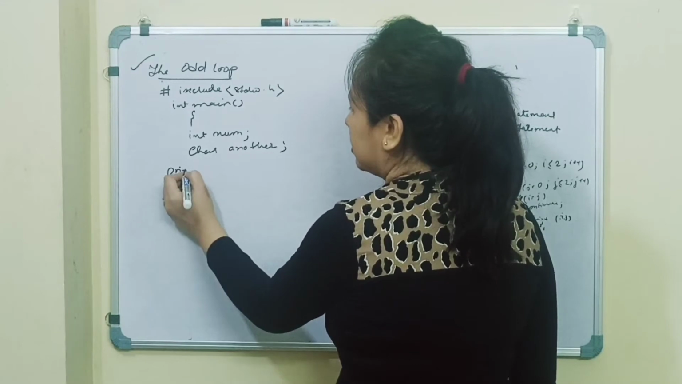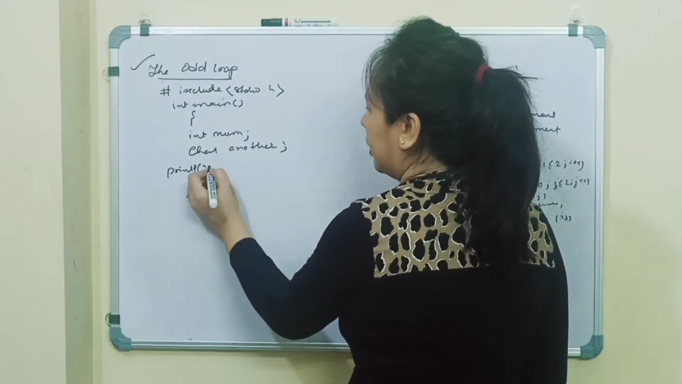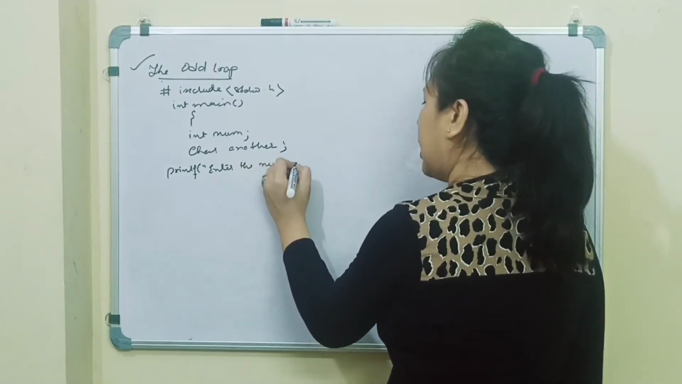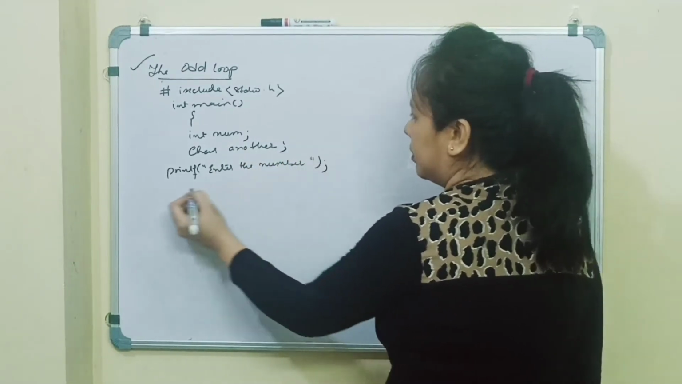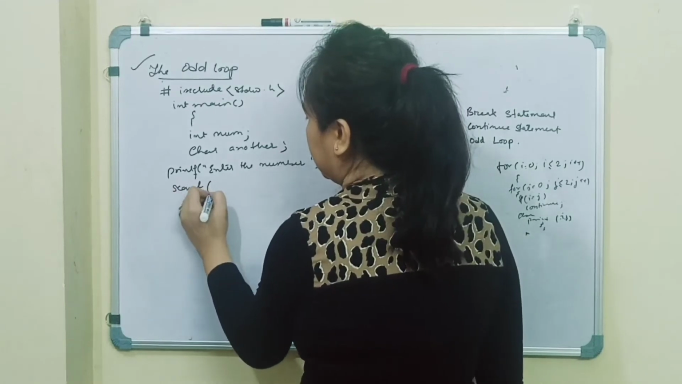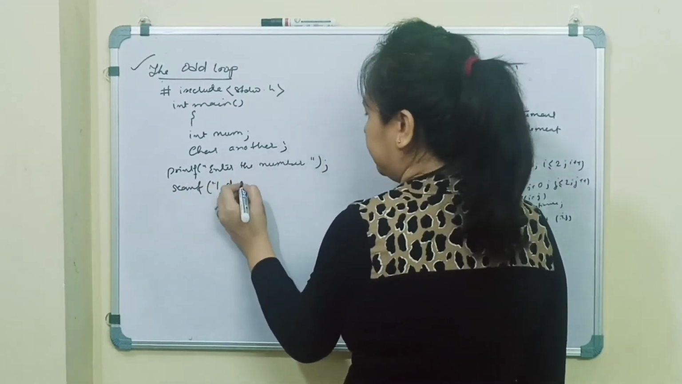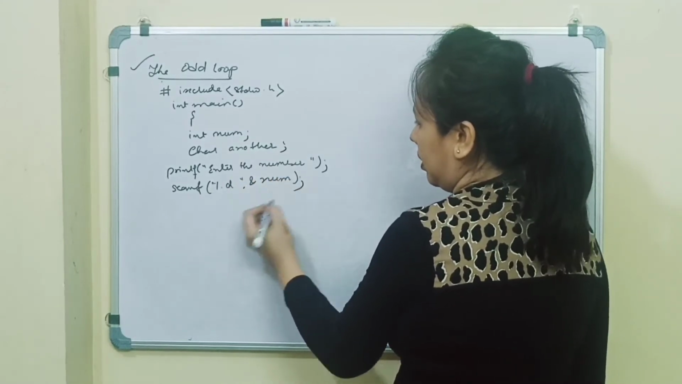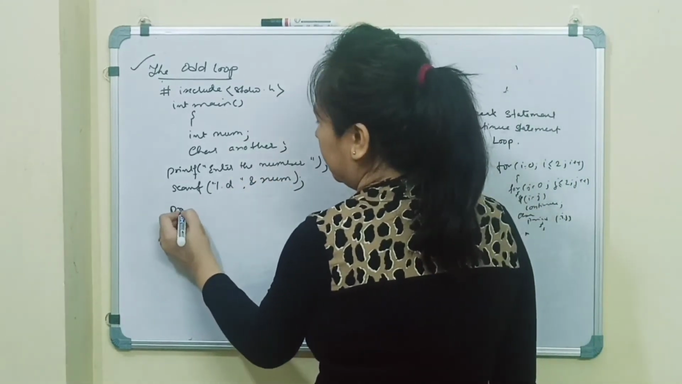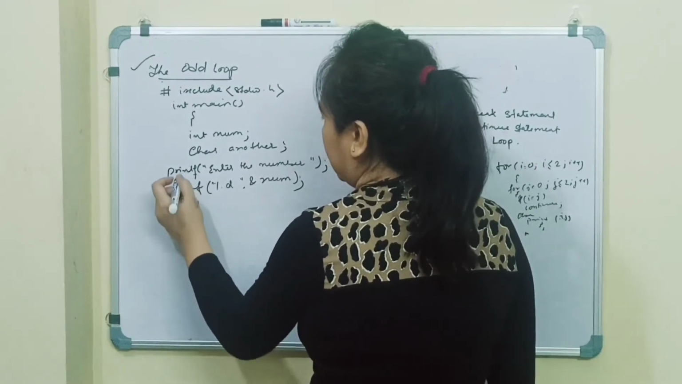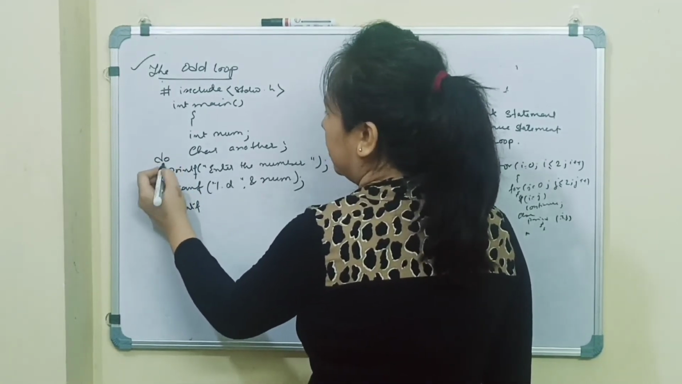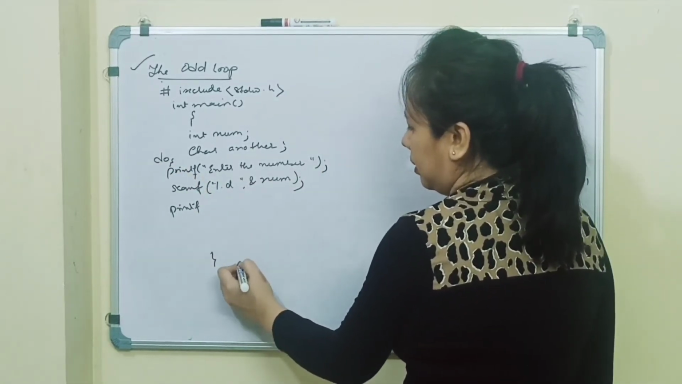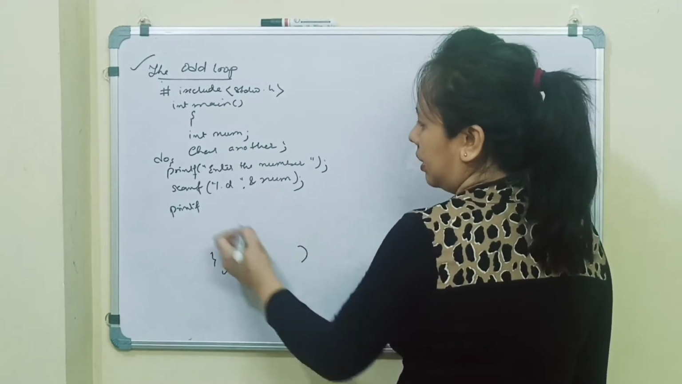Now we will ask the user to enter the number whose square needs to be found. So we will scan the number. What we will do is use a do loop here. Do this thing while some condition.